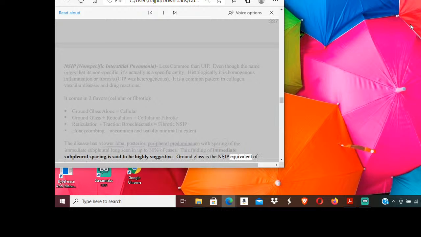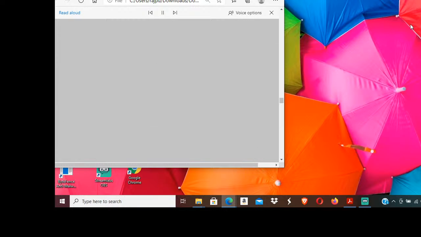Ground glass is the NSIP equivalent of honeycombing. NSIP: peripheral ground glass with subpleural sparing.